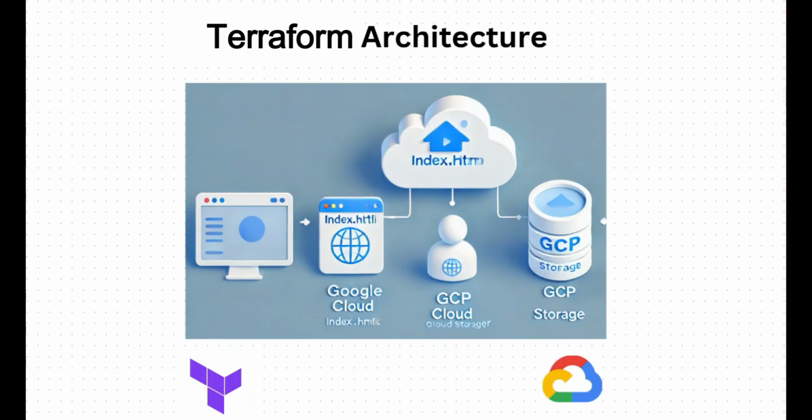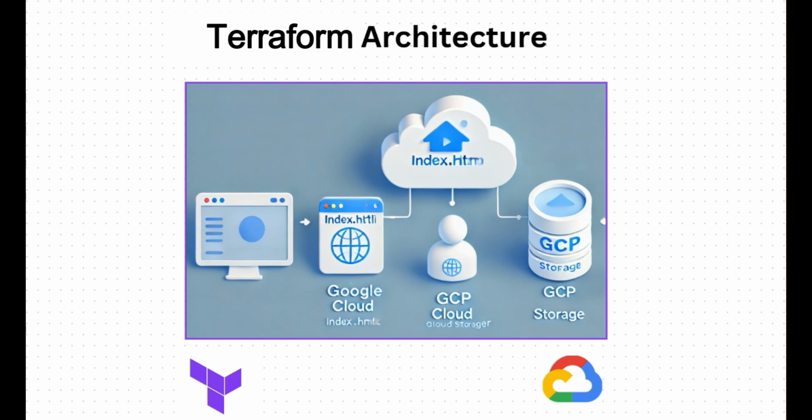Before we dive into the actual implementation and the demonstration, let's first understand the architecture of what we are going to build. In this demonstration, we will create a simple index.html file, which will serve as static website content. Then we'll set up a cloud storage bucket in Google Cloud, which will act as the hosting environment for our static website. Then we'll deploy this index.html file to the cloud storage bucket, which will store and serve our website content. Finally, we'll enable public access to make this website publicly accessible over the internet. By the end of this demo, our static website will be live and accessible publicly via URL.